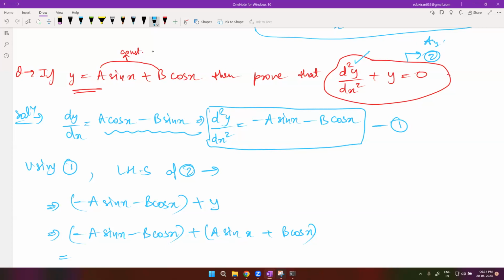So for example, in this case, minus a sin x cancels a sin x, and then minus b cos x cancels plus b cos x. So the answer is 0, which is RHS.